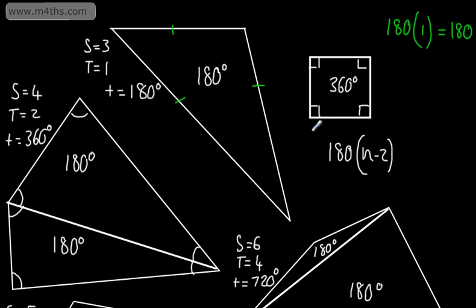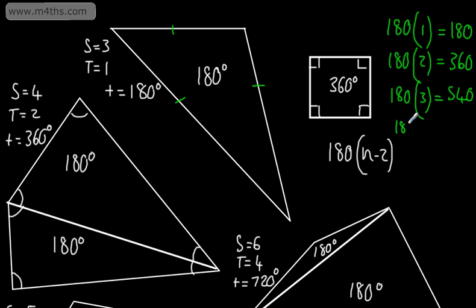If I look at this one, we've got 180, and then we're going to multiply that by 4 minus 2, which is 2, which gives me 360. So we can look at the next one, a 5-sided shape. 5 minus 2 is 3, so we need 3 triangles, 540. If we look at the next one, we need 4 triangles for a 6-sided shape, and that gives us 720.